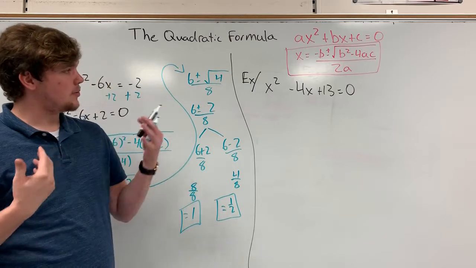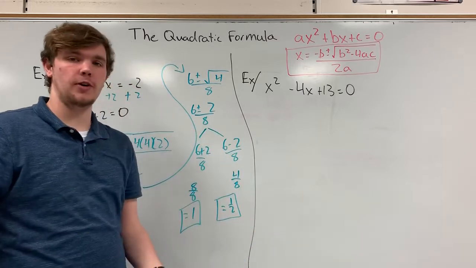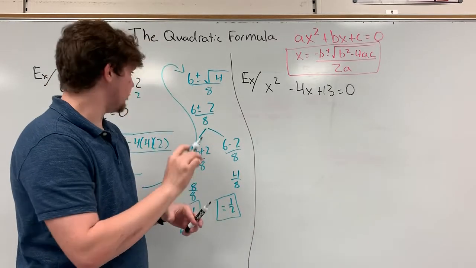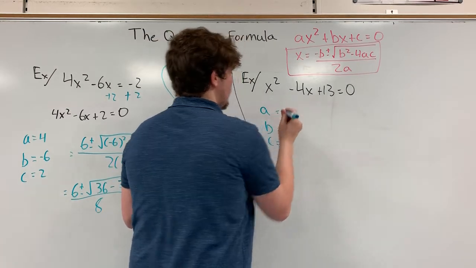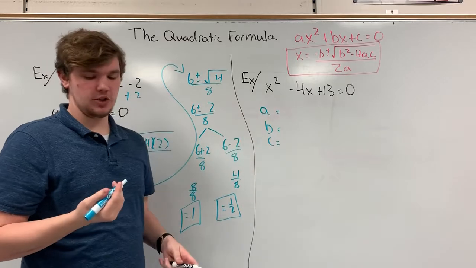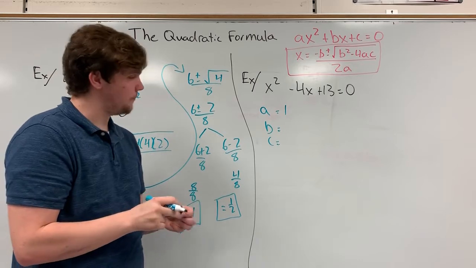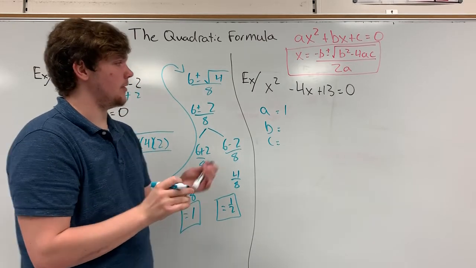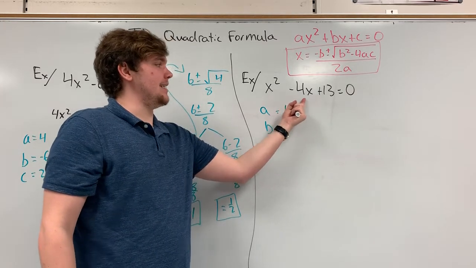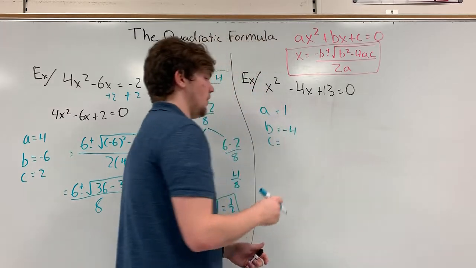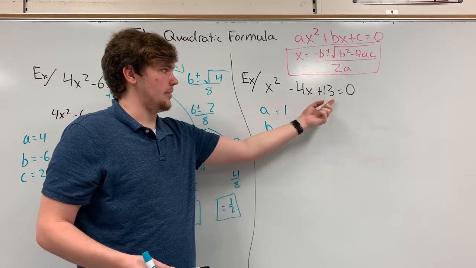So this one is a little easier from the start because it already equals 0, so I don't have to move anything over or anything like that. So I can just start recognizing my A, B, and C. A is the number out front that's in front of the x squared. So A is just 1 because it's really just 1x squared, right? B is the linear term, the number that's just with the x. So B is -4. And then lastly, C is the constant at the end, so that is just 13.